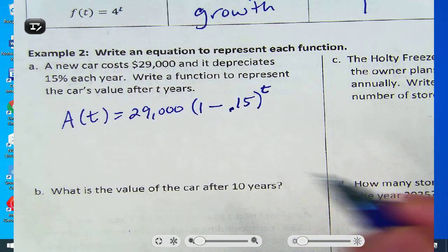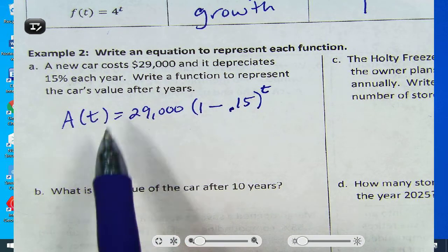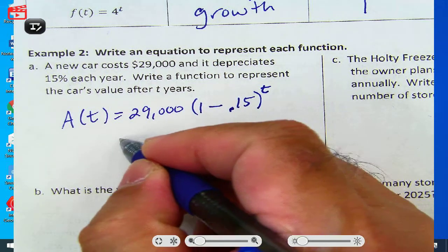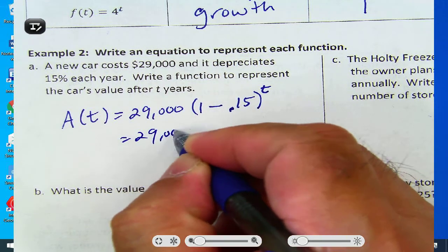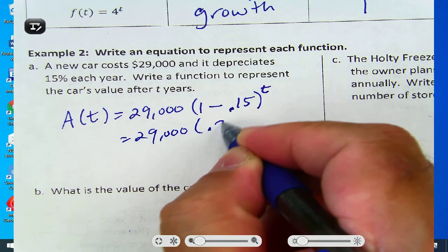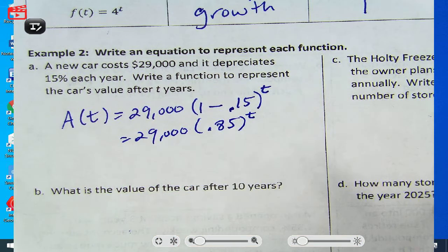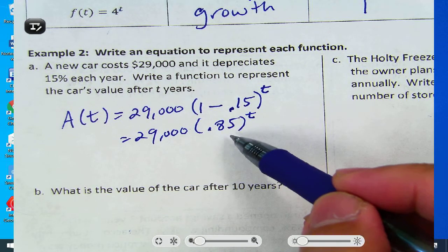So just write an equation? Yeah, that's all it says. That's all you want for 2a. If you gave me 29,000 and you wrote 0.85 to the t, that is also perfectly okay, because 1 minus 0.15 is 0.85.